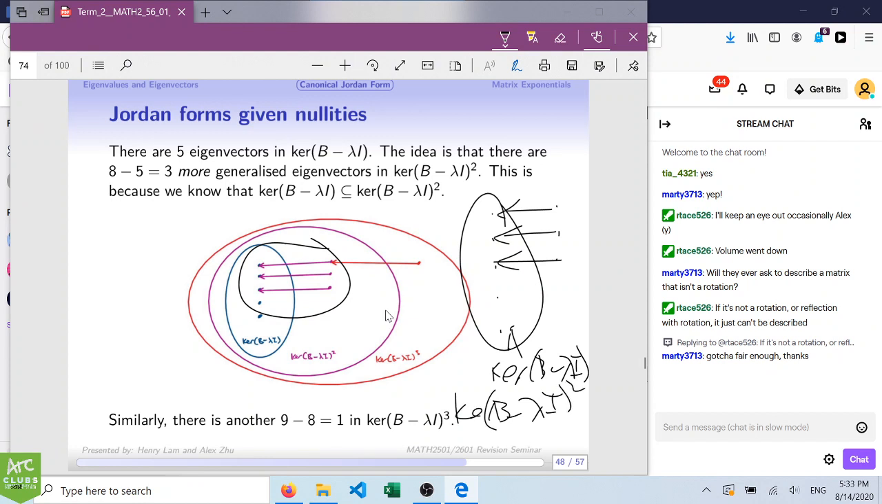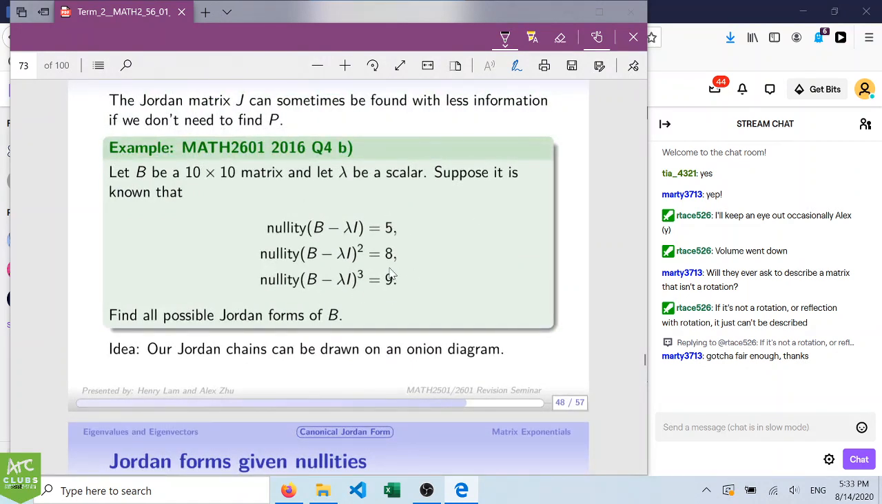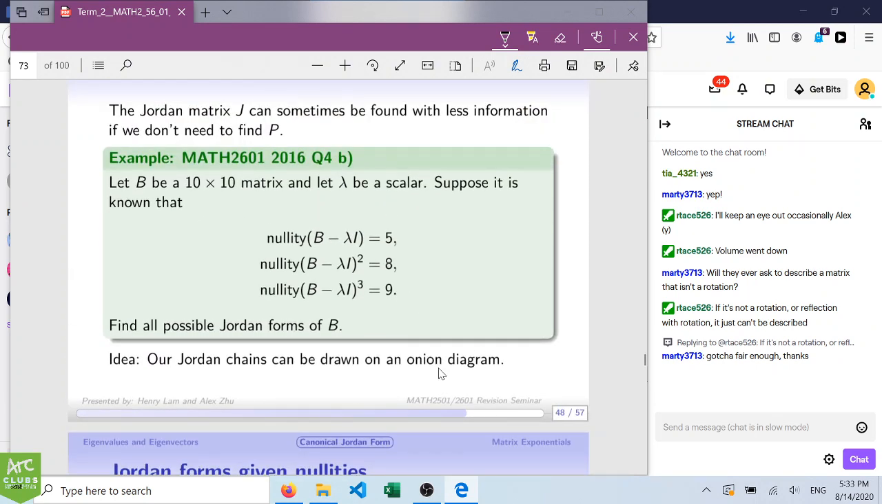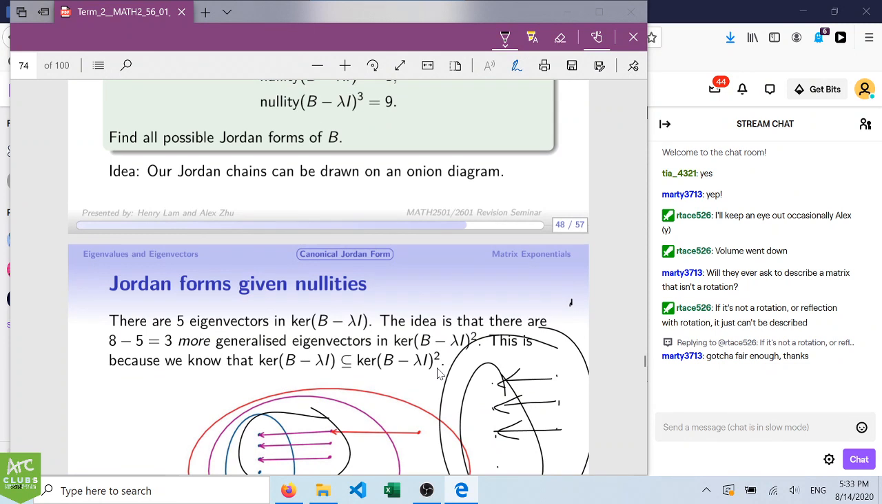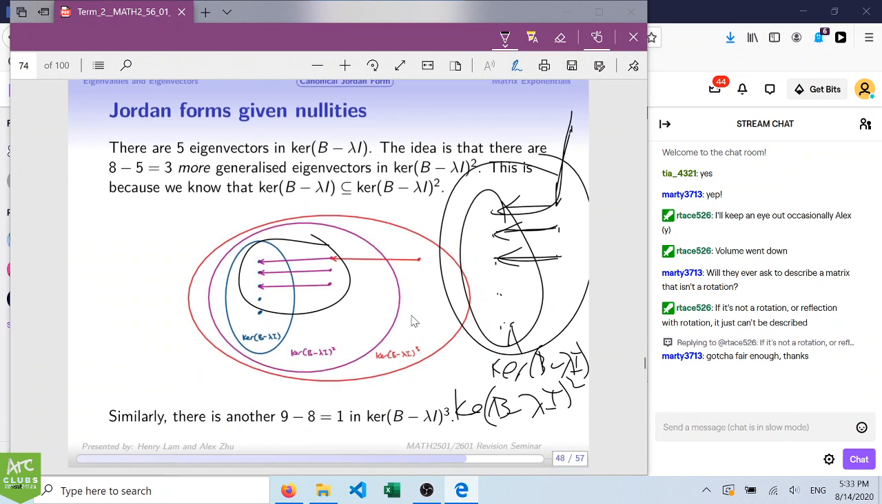And then you compose one more time, and then you have only one vector left. And that's 9, the last vector. So now the question is, what is the Jordan form based on this? Well, we can pretty much use this to determine the Jordan form because we have one Jordan chain, 2 Jordan chains, 3 Jordan chains, and then 4, 5. And then the last one, I believe it's going to follow.